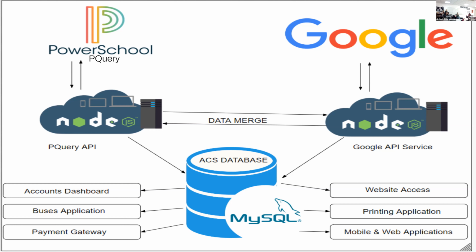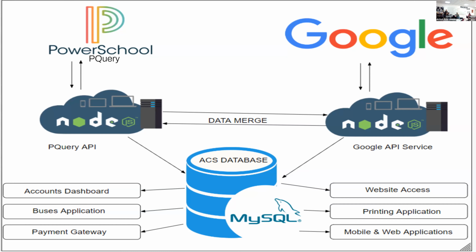As you see here, we have another application called OpenApply. We're really open with data. We can have it in our database, this is the ACS database. We're putting all data from all platforms here, using backend services written in Node.js. We did this to merge the data together and make it readable to use in PowerSchool, Google and any other services. We have many services that use the Power Query data and Google data, like the accounts dashboard, which we'll talk about, the application data gateway, the websites, printing, and mobile and web applications.